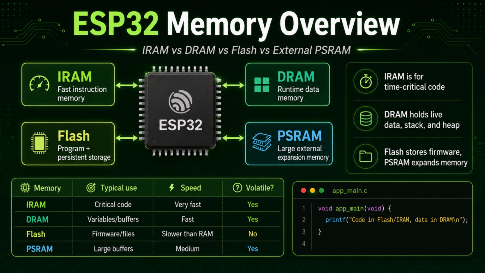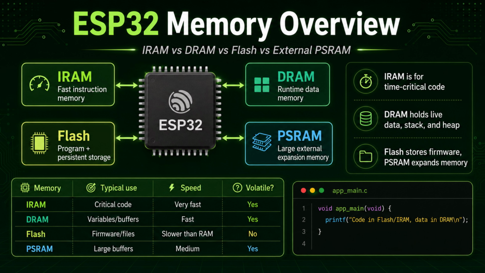IRAM stands for Instruction RAM. This is internal RAM, mainly used for executable code that needs very fast and predictable access. Interrupt service routines and other timing critical functions are typical candidates for IRAM. DRAM stands for Data RAM. This is where runtime data normally lives. Global variables, task stacks, heap allocations, buffers, counters, and other changing data are normally stored here.